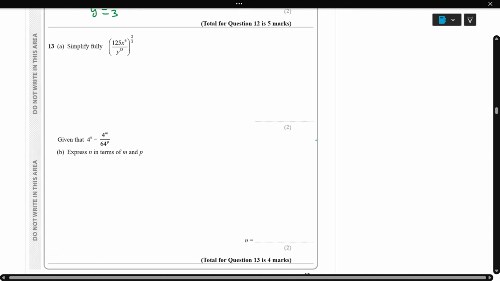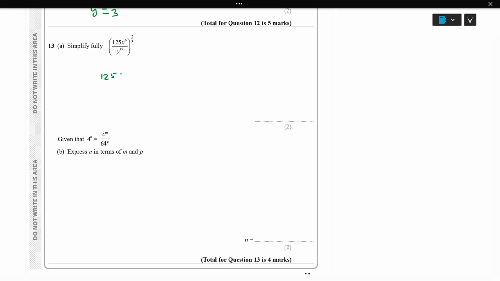Okay, next, question number 13. Simplify fully this exponent form. So here, 125 whole power 2 by 3, then x power 6 into 2 by 3, y power 15 into 2 by 3. So 125 whole power 2 by 3. First I'll take 125 to the 1 by 3 whole squared. 1 by 3 is nothing but the cube root. Cube root of 125 is going to be 5. So 5 squared, which is 25. So this entire answer is going to be 25.